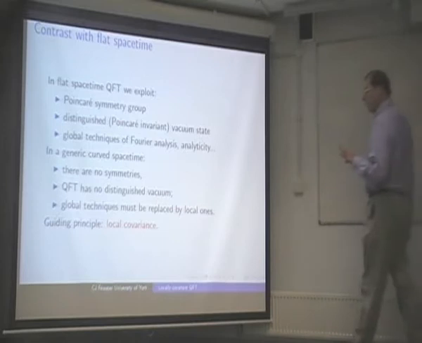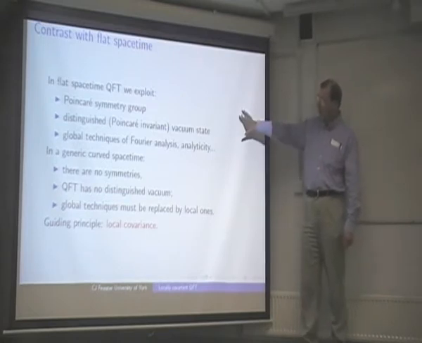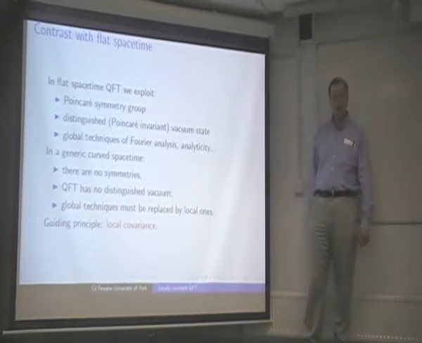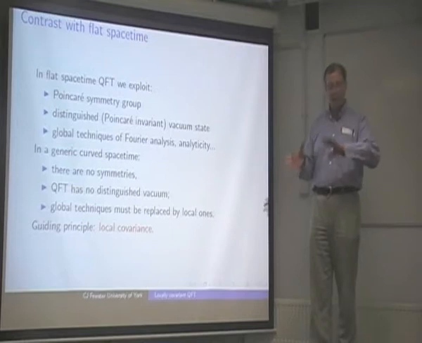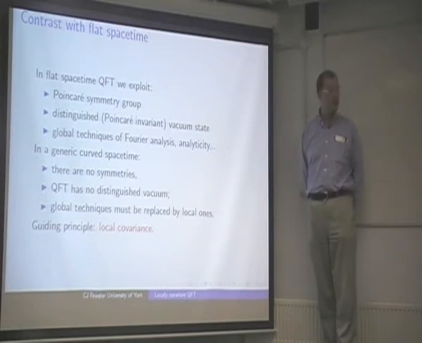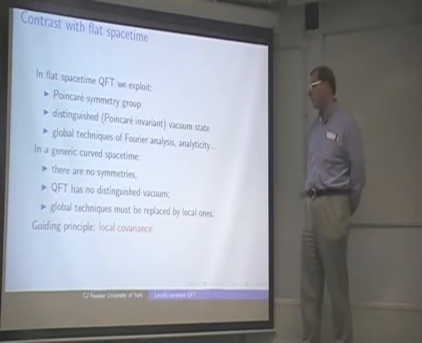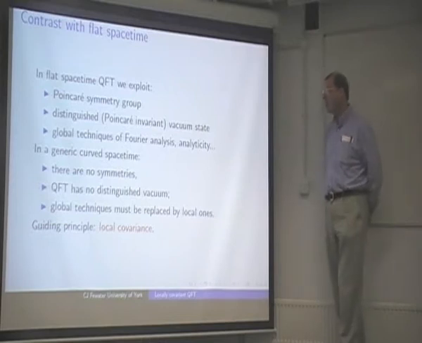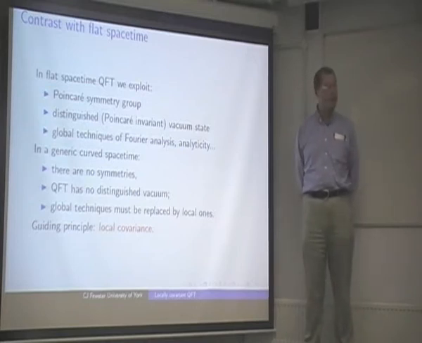Now, why is this different from flat spacetime quantum field theory? Well, here are the reasons. When you learn about quantum fields in flat spacetime, it's largely about the Poincaré group. We have the symmetries, the translations, the Lorentz transformations, and so on. And to a large extent, the theory is about representations of that group. We also rely, to a heavy extent, on the fact that there is a distinguished state in the theory, the vacuum, and this is picked out by the Poincaré invariance. And we have nice global techniques of Fourier analysis and, of course, the whole machinery of analytic function theory.